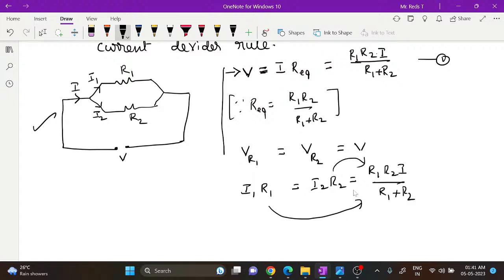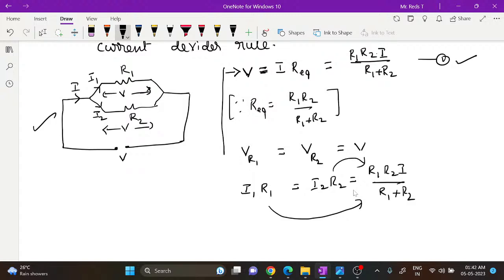for the parallel combination. If you substitute here, you will get R1 R2 by R1 plus R2 into I. You can take it as equation 1. Our aim is to find I1 and I2 by using this current divider. To do that, let us bring one point: in a parallel combination, the potential difference across each resistor will be the same. Here if you see the diagram, V will drop across R2 and the same V will drop across R1 also.